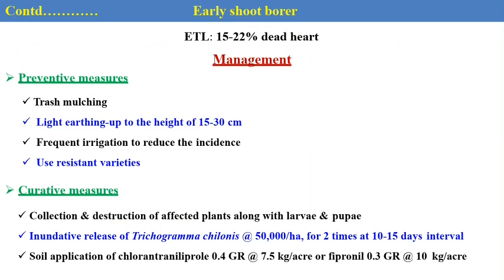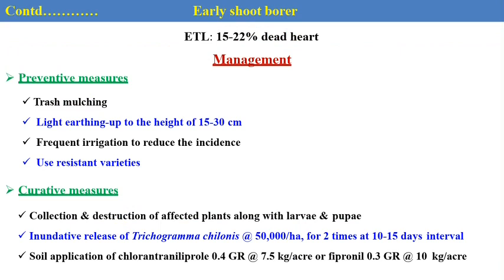Due to the mulching, what happens? The caterpillar or larva of this early shoot borer does not make a hole in the stem. Earthing up is also one of the most important practices to avoid infestation by the caterpillar. Then frequent irrigation reduces their incidence. It means that they maintain the frequency of irrigation. Then use resistant varieties. There are different resistant varieties against the early shoot borer. We can use these varieties in the preventive measures.